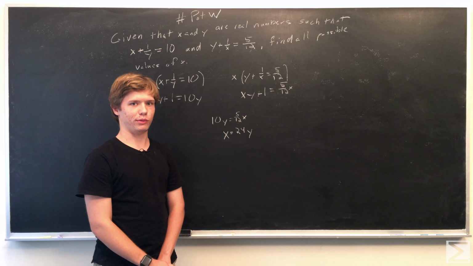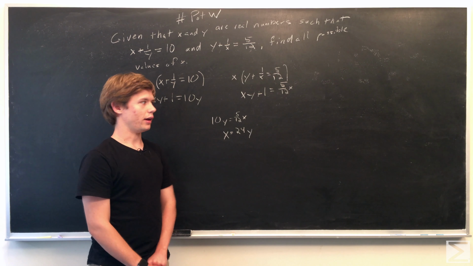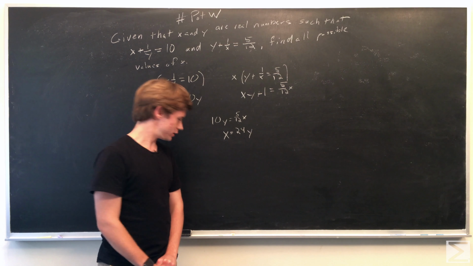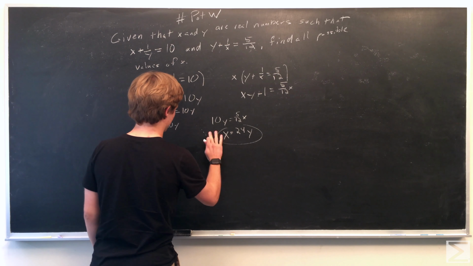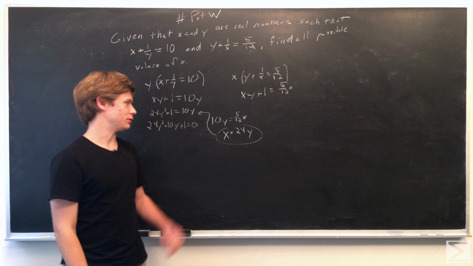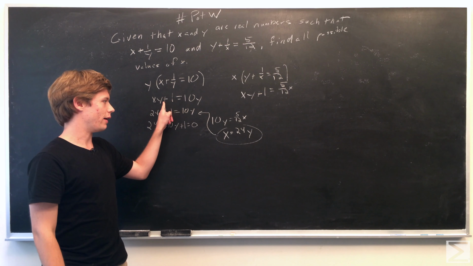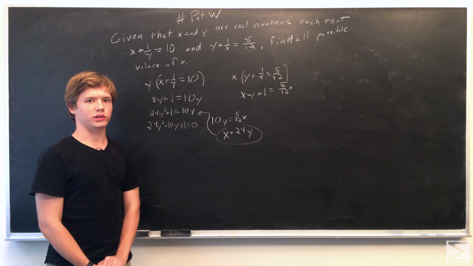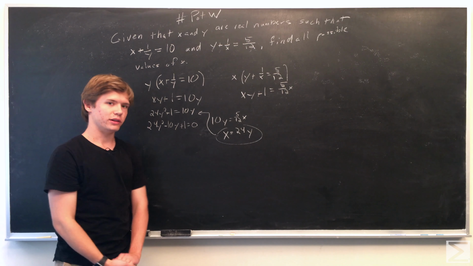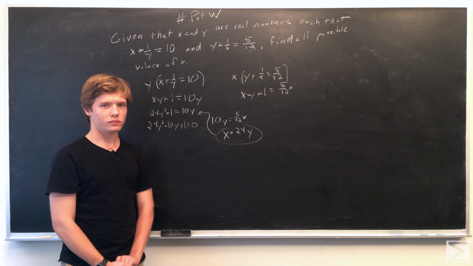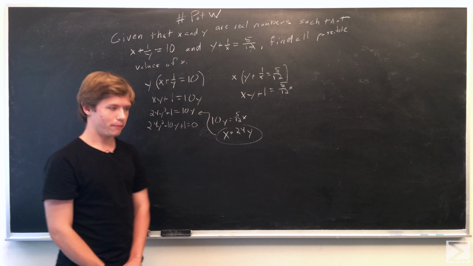Now we want to pick one of the equations and plug in this value of x. We found that x equals 24y, so we plug this into this equation here. We find that 24y squared plus 1 is equal to 10y. We subtract 10y from both sides to get a quadratic: 24y squared minus 10y plus 1 is equal to 0. Now we factor this and then solve for y.